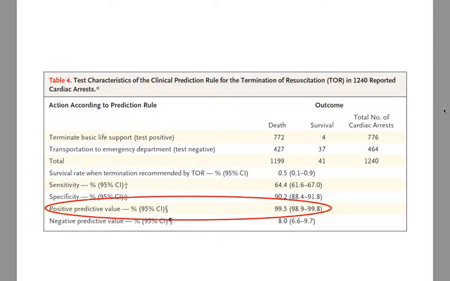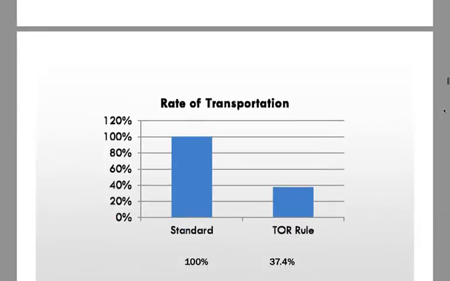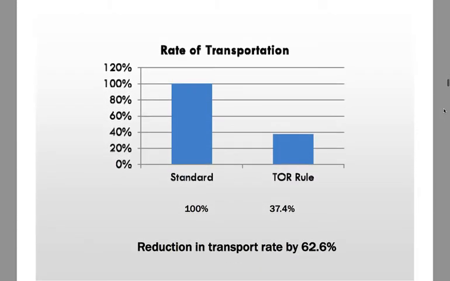And that 0.5% that survived, well, in the medical world, we use 1% for medical futility. So it's below the accepted standard, and this protocol was considered to be A-OK to use. They found that the transport rate went from 100% down to 37%. So there was about a 60% reduction in the number of patients transported to the emergency department.